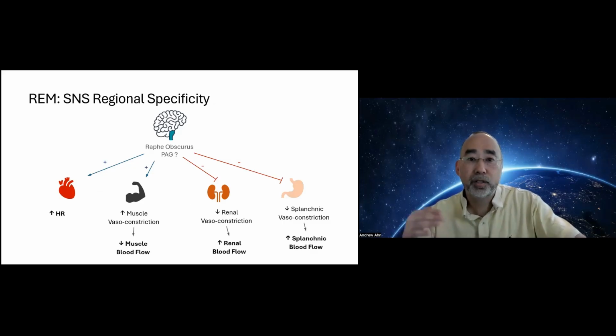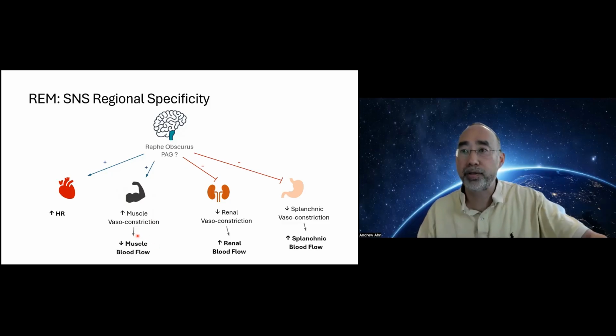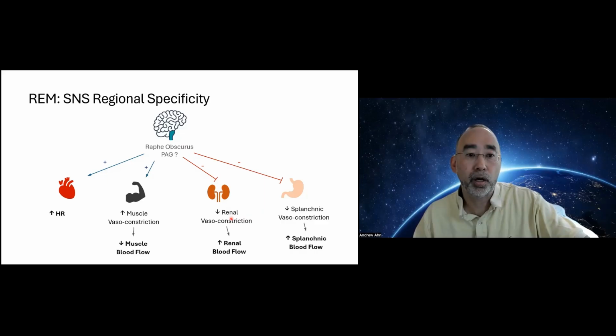And it's not just temporal heterogeneity, but there's also regional heterogeneity. This diagram illustrates how different organs receive distinct sympathetic signals. They exert differential control, which increases heart rate. So it increases activation of the sympathetic to the heart and to the muscles, which causes increased vasoconstriction and reduced muscle blood flow, which corresponds with the muscle atonia.